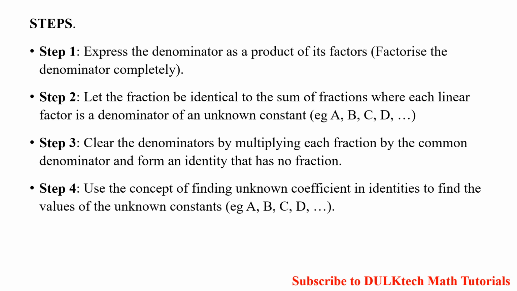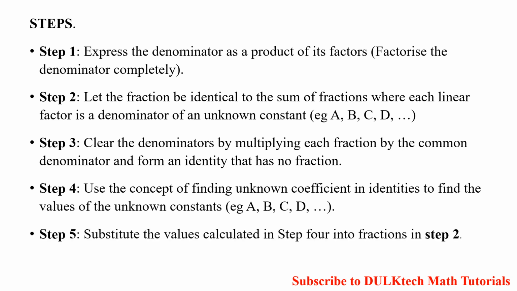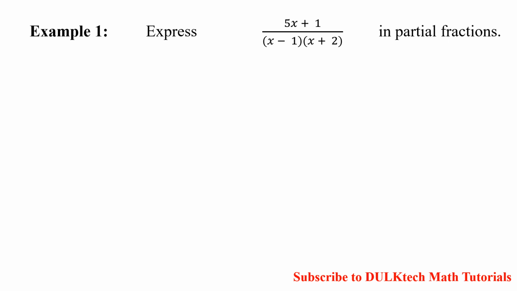Right, then the fifth step is to substitute the values calculated in step 4 into the fractions in step 2, and that will be our final answer. As simple as that. Right, let's move on to our first example. Express (x + 5) over (x - 1)(x + 2) in partial fractions.